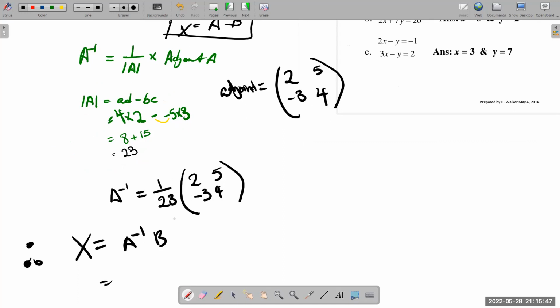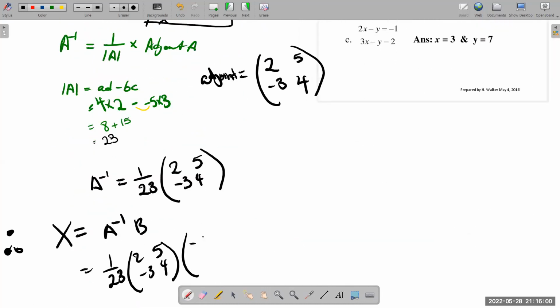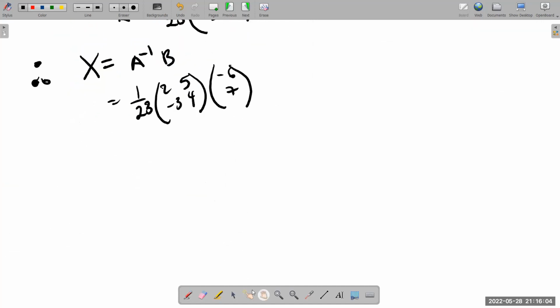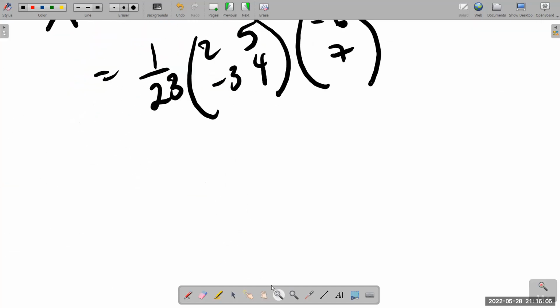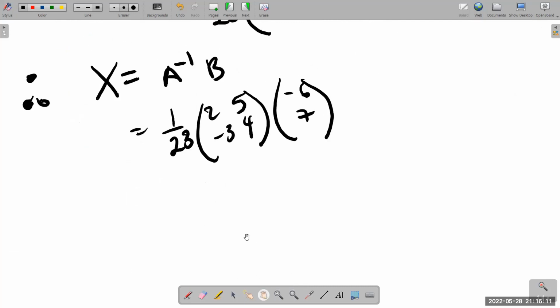So you're going to have your A inverse, which is 1 over 23 times the matrix 2, 5, negative 3, 4, times B. What was our B again? It's negative 6, 7. So yeah, see how much work this is though? You see how much work this is? But is it bringing back everything? Because we did this before, right? Is it bringing it back?